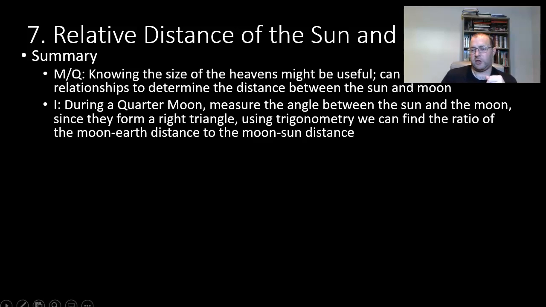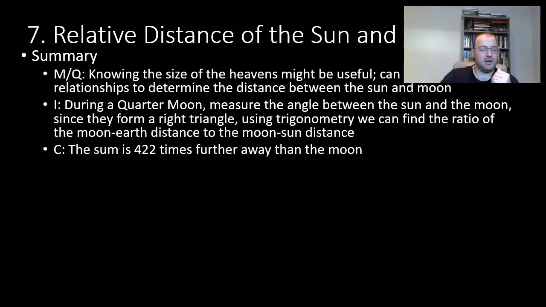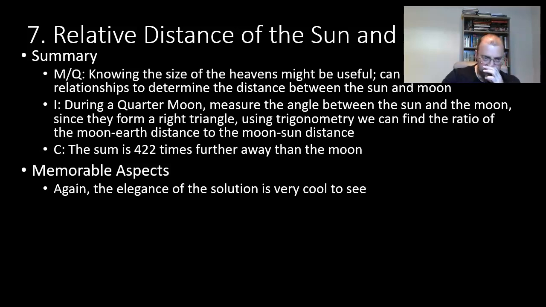And the idea here is that during a quarter moon, the angle between the sun and the moon is 90 degrees. So the Earth, the sun, and the moon form a right triangle. We can use trigonometry to find the ratio of the moon-Earth distance to the Earth-sun distance, as it turns out. So the ultimate conclusion is that the sun is 422 times further away than the moon. The memorable aspect is again just using these simple geometric arguments and measurements. The elegance of the solution is very, very cool.